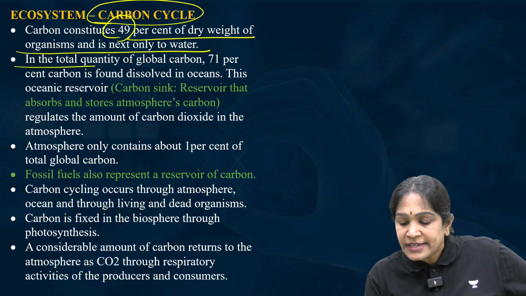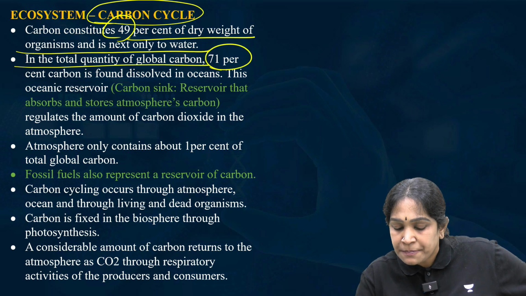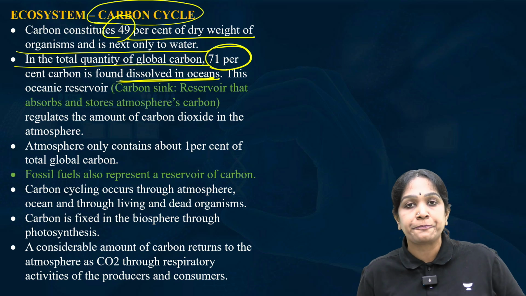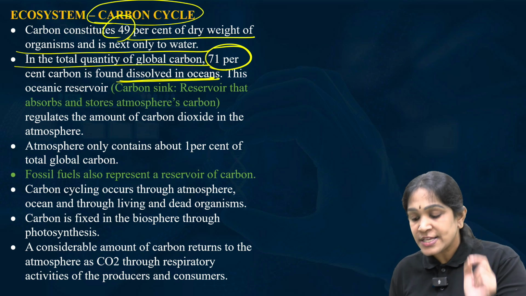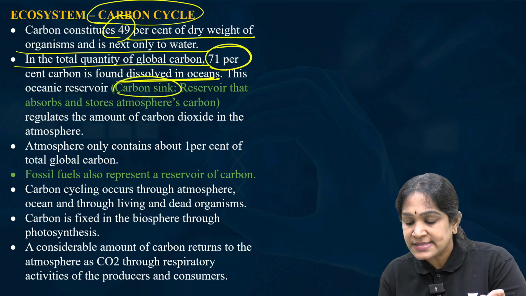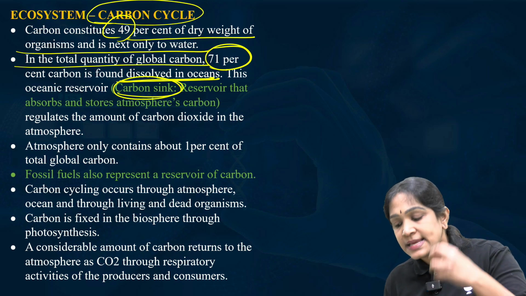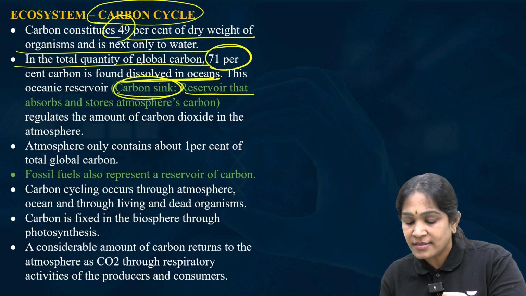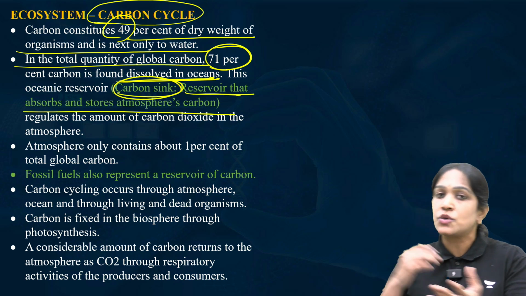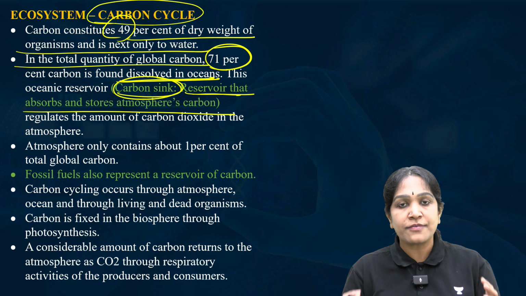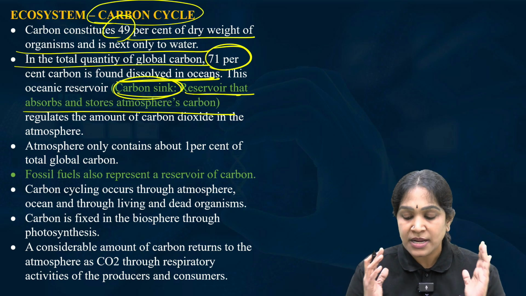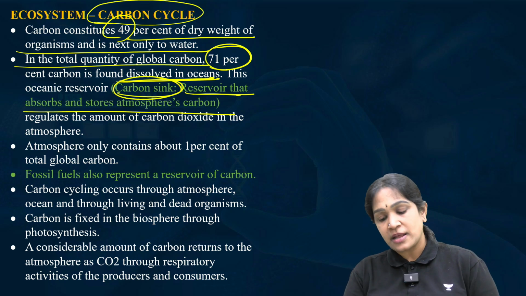Of the total quantity of global carbon, 71% is dissolved in the ocean. Therefore, the ocean is called a carbon sink. A carbon sink means a reservoir that will absorb and store carbon. 71% of the total carbon is in the ocean.